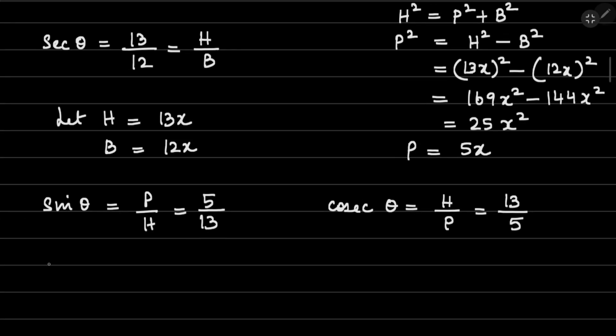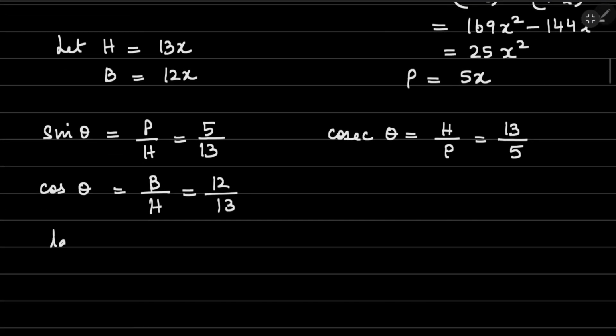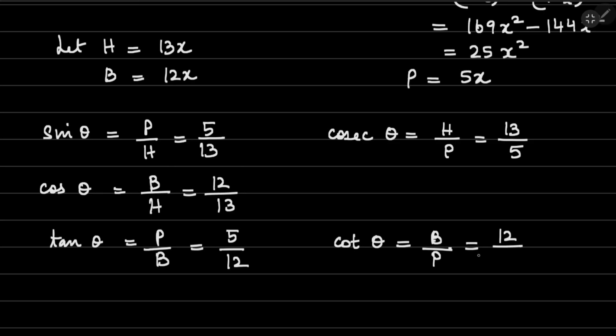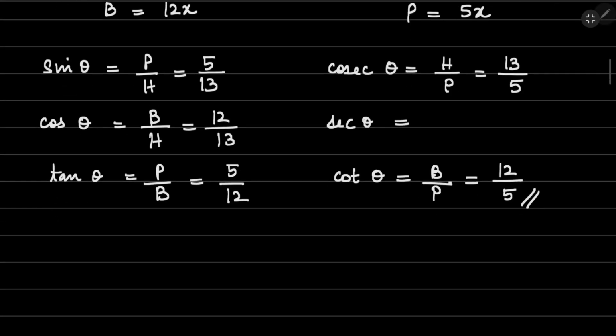Secant is given to you. What is cos theta? Cos is b by h, base by hypotenuse. Base is 12 and hypotenuse is 13. And what is tan theta? P by b. What is p? 5. What is b? 12. And what is cot theta? B by p. Base is 12, perpendicular is 5. So 12 by 5. So you have calculated all the other 5. Secant theta value is already given to us: 13 by 12.